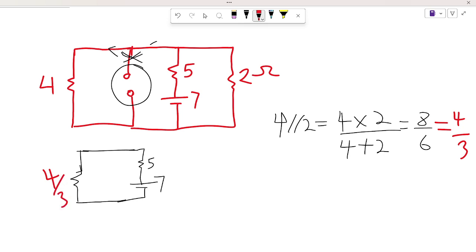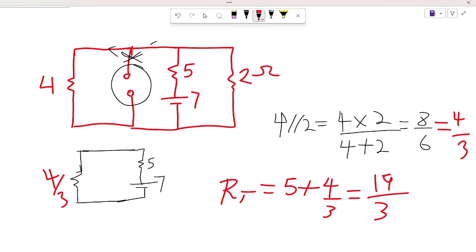And our 4 over 3 is going to be in series with the 5. So our total resistance is going to be our 5 plus the 4 over 3. So in this case, we are going to have about 19 over 3 as our final answer.